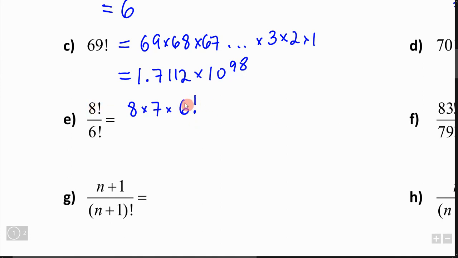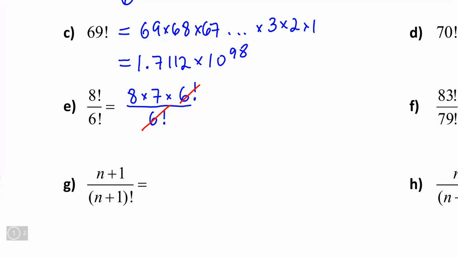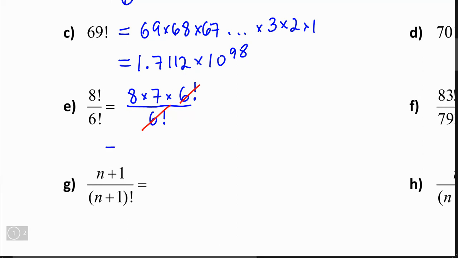But why am I writing 6 factorial instead of expanding everything like 6 times 5 times 4 times 3 times 2 times 1? The reason is that I am dividing by 6 factorial on the bottom. Just like you would with algebraic expressions and numerical fractions, you can make cancellations. So I can cancel the top and the bottom like so. That results in a nice answer for us: 8 times 7, 56.